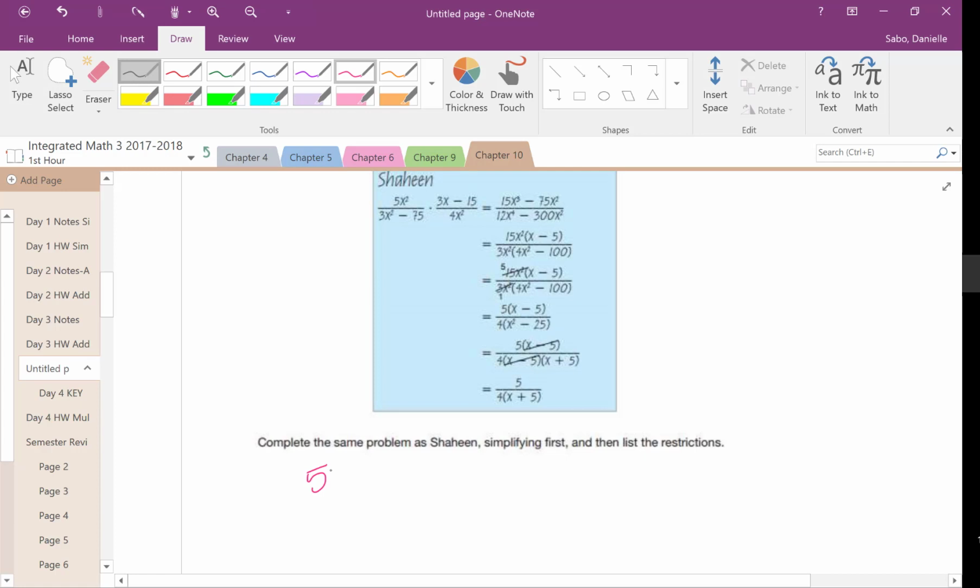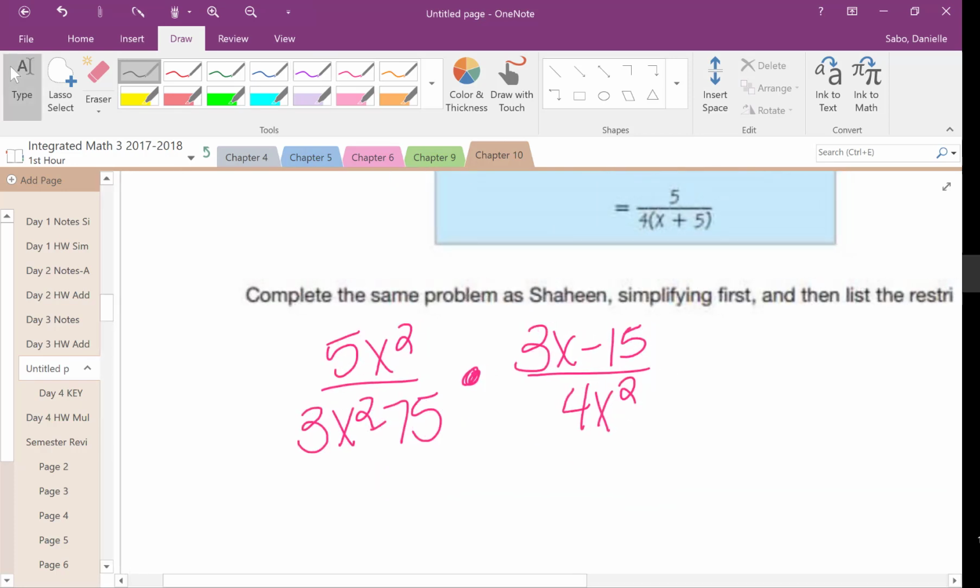I have 5x squared over 3x squared minus 75 times 3x minus 15 all over 4x squared. I put 75, sorry, if my handwriting's not as neat as Mr. Truesdale's is. Okay, when you're simplifying, you want to factor anything that you can. So we want to factor first. Factor everything that you can, including the numerator.